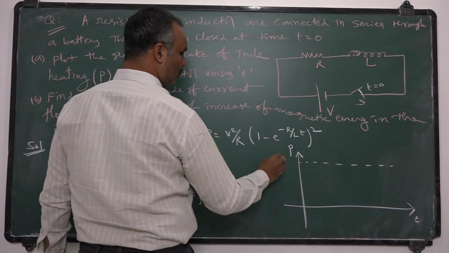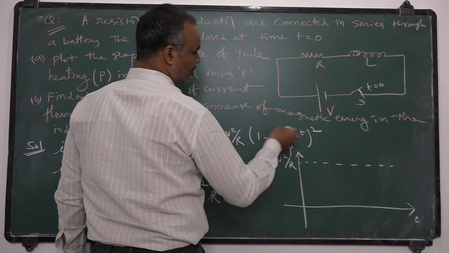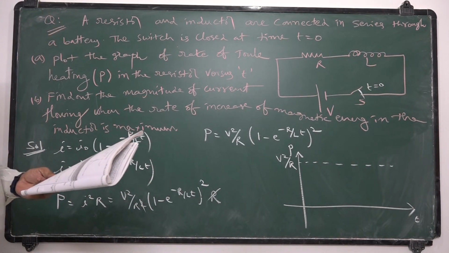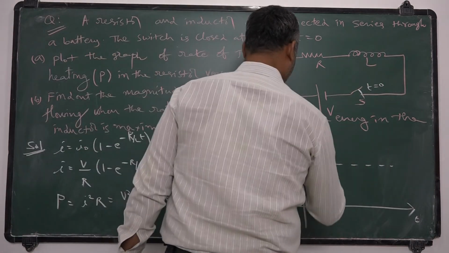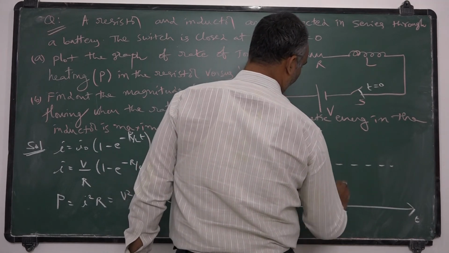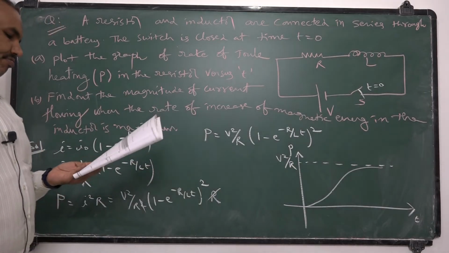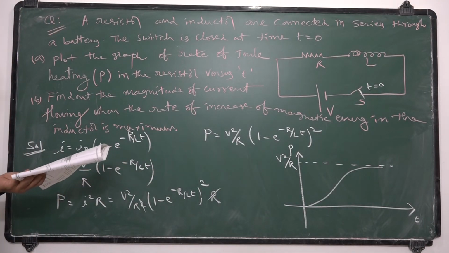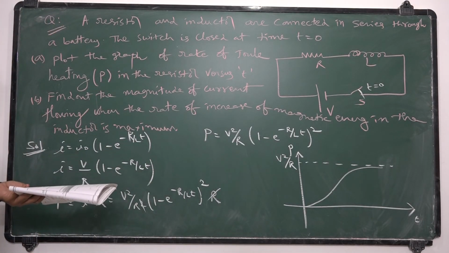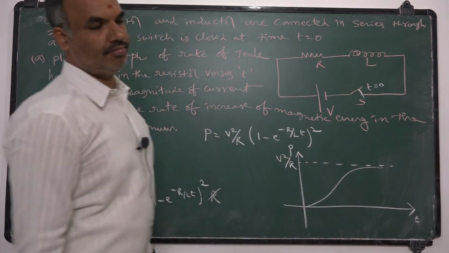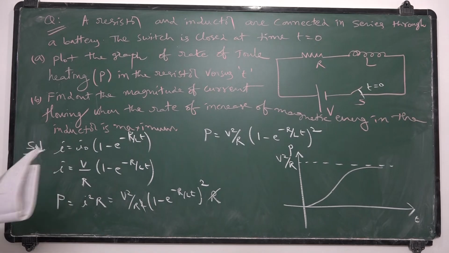Like the earlier discussion, it is simply exponentially increasing, but as the square is present, this is the general tendency of the graph. The graph approaches the maximum line after infinite time. This is the first question they asked.